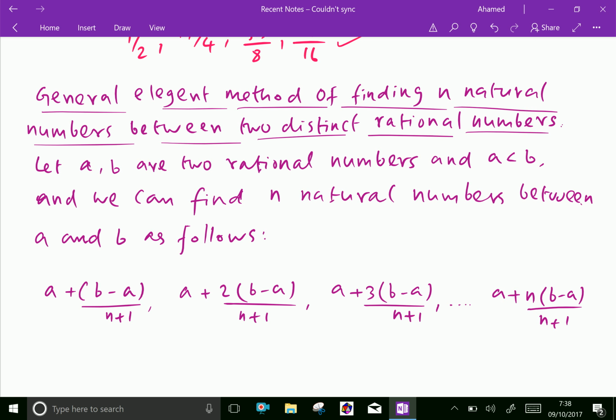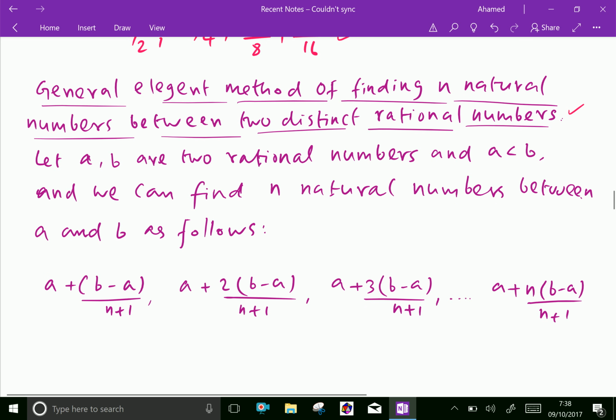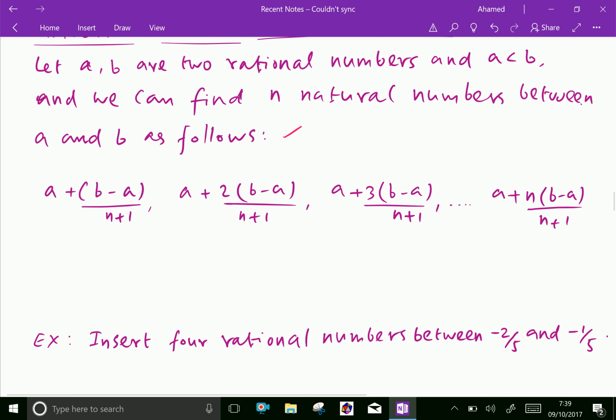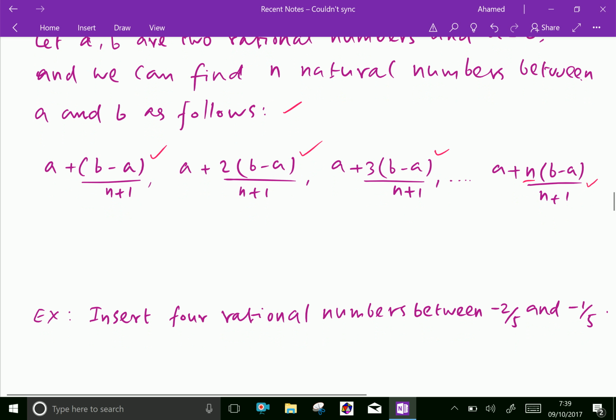Now, let us discuss a general elegant method of finding n rational numbers between two distinct rational numbers. Let A, B be two rational numbers and A is lesser than B, and we can find n rational numbers between A and B as follows. First number is A plus (B minus A) over n plus 1, where n is the number of rational numbers we have to find. Second number is A plus 2 times (B minus A) over n plus 1, A plus 3 times (B minus A) over n plus 1, and so on, then A plus n times (B minus A) over n plus 1.